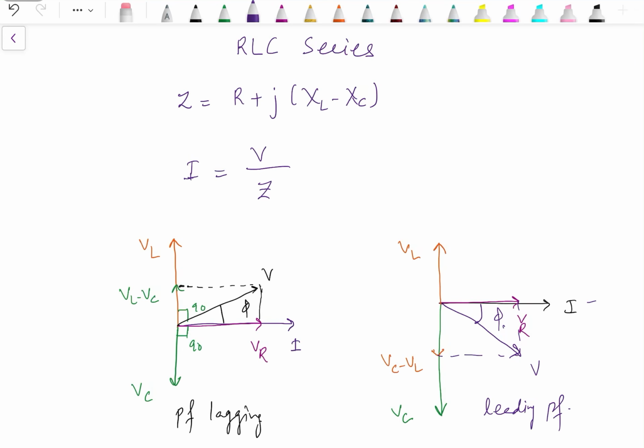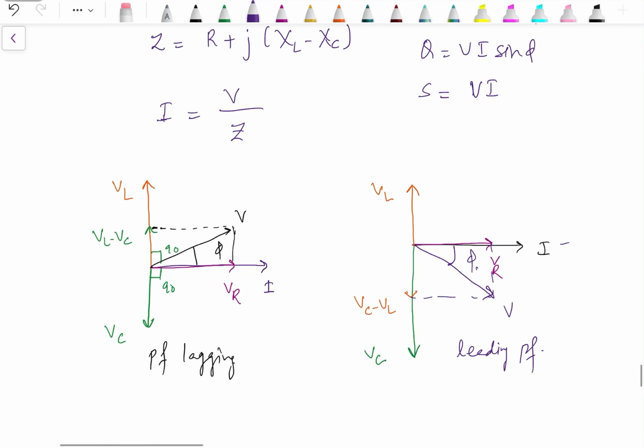Now how to calculate active power, reactive power? They are same irrespective of whether it's RL series circuit or RC series circuit or LC series circuit. We calculate the active power using formula VI cos phi, reactive power VI sin phi, and apparent power is V into I. So let's start with the problems.